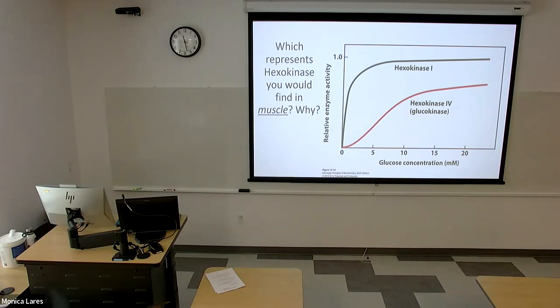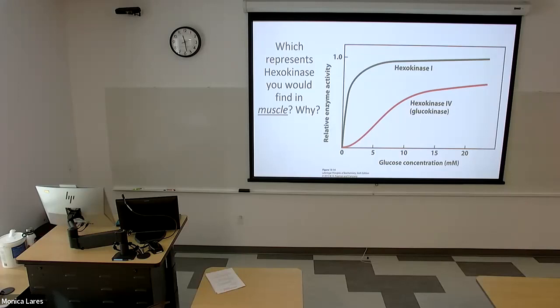Other questions on that? Again, we have to think about the different roles that the muscle and the liver are playing. Okay, so we said that glucose 6-phosphate's inhibition of hexokinase 1, like in organs like the muscle, is allosteric.